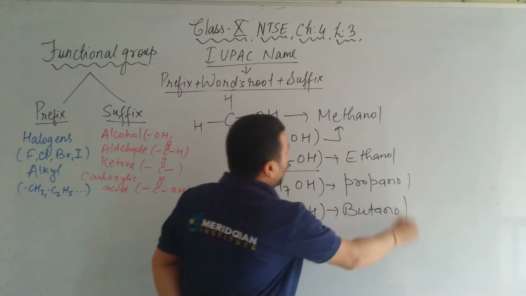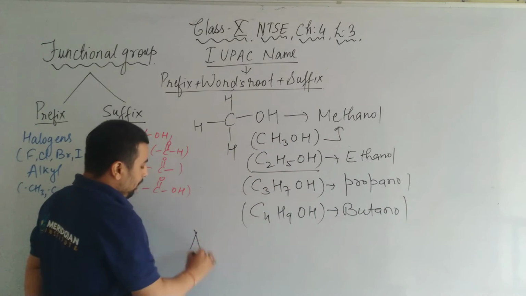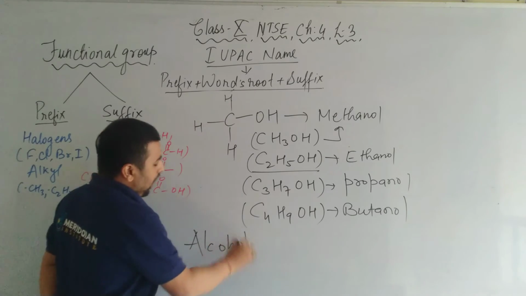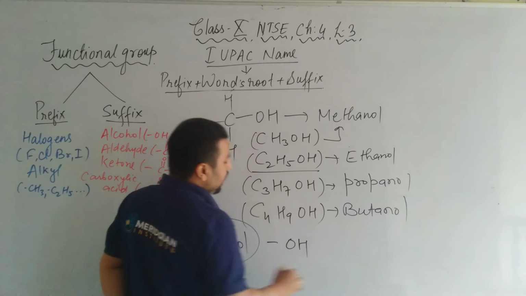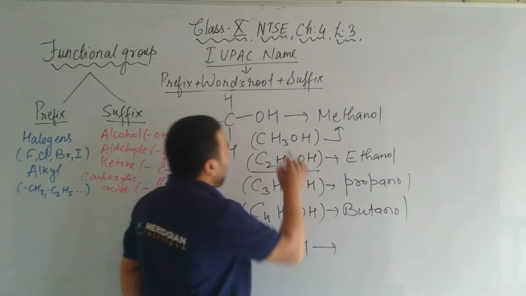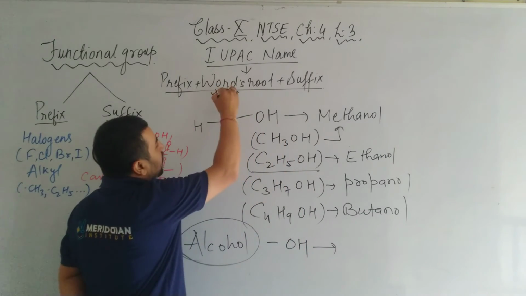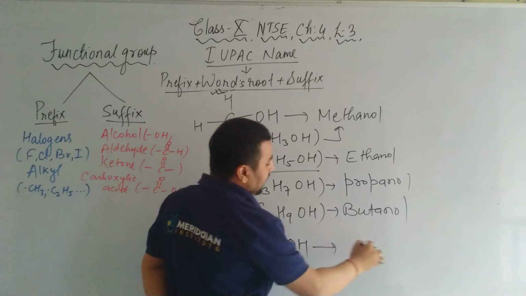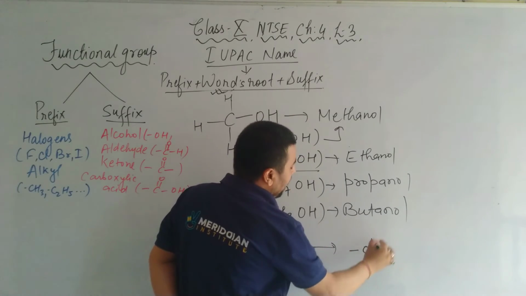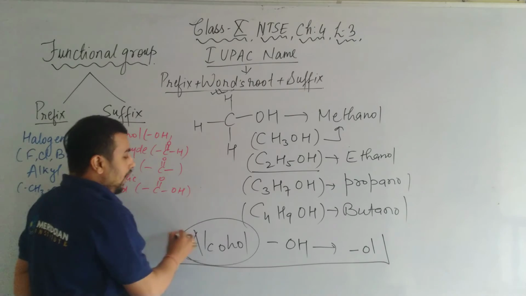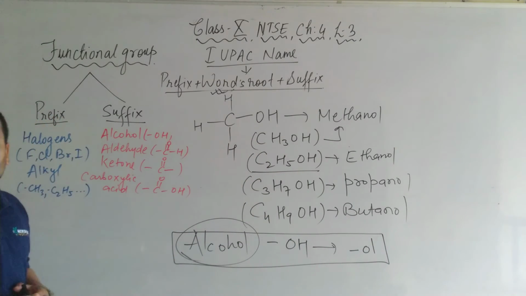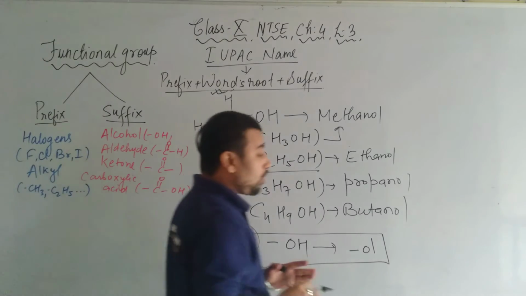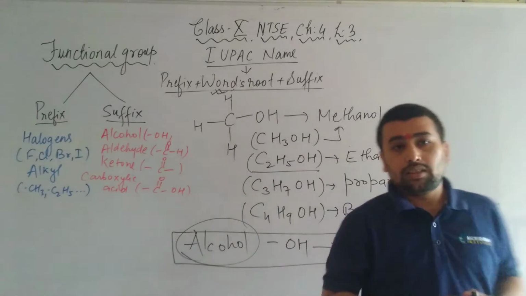Means this is an alcohol whose functional group, remember dear students, is OH, and we have to add it after the word's root. After the word's root, you have to add a suffix in the form of OL. So this is alcohol. So dear students, you have to write all the alkanes.